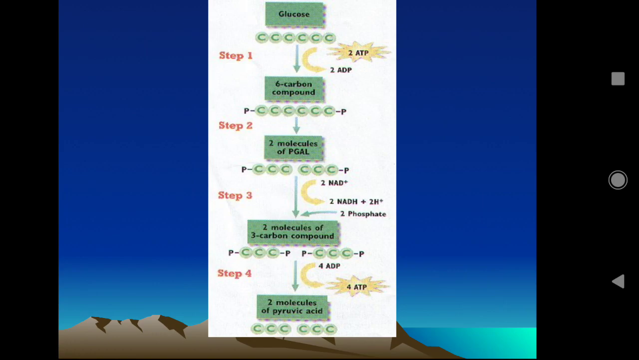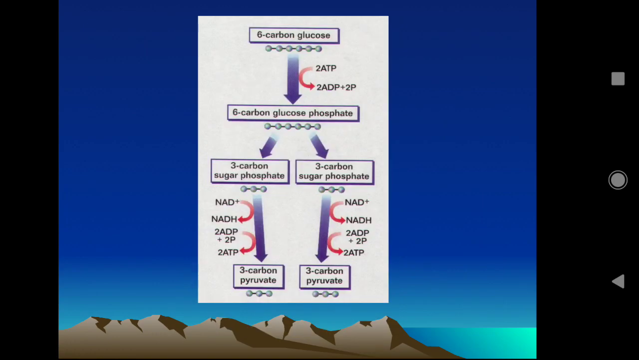Now in the process, 2 NADHs have been generated, 2 pyruvates have been generated, and 4 ATPs have been generated for a net gain of 2 ATP. So those are your products. Here's another way to look at it. Pause the video if you'd like to take a look at a step-by-step breakdown of what occurs during glycolysis there.